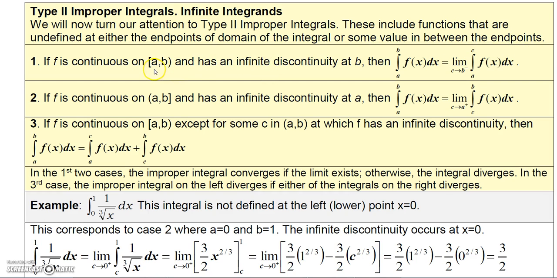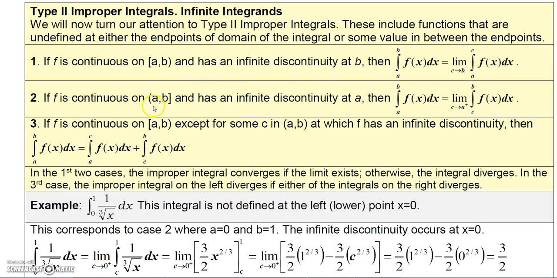So for instance, let's assume that a function is not defined at b. Let's say we're integrating a function from a to b, but this function is not defined at b. Well, in that case, we integrate from a to c, and then we take the limit of that as the value c approaches b from the left. That way we're approaching from within the interval a to c.